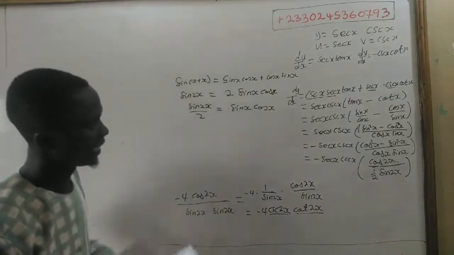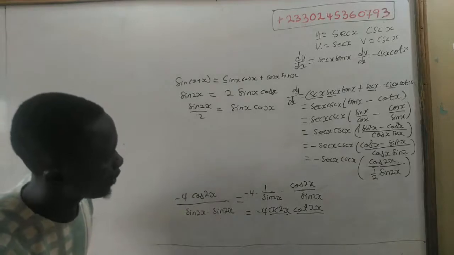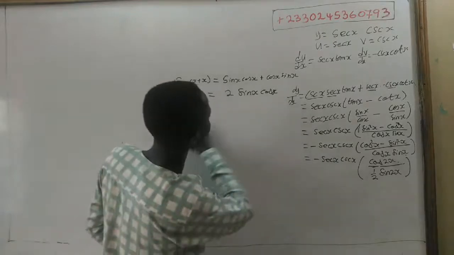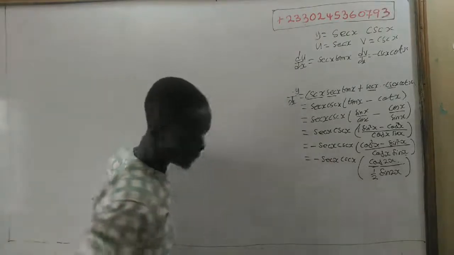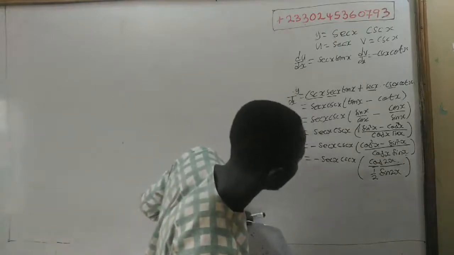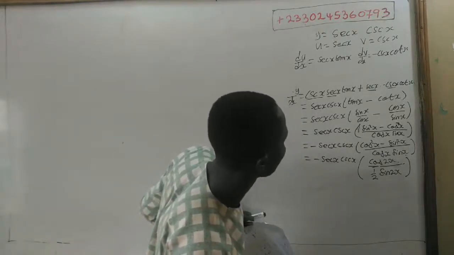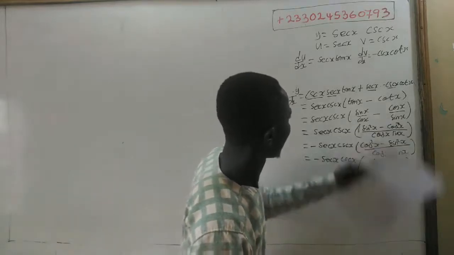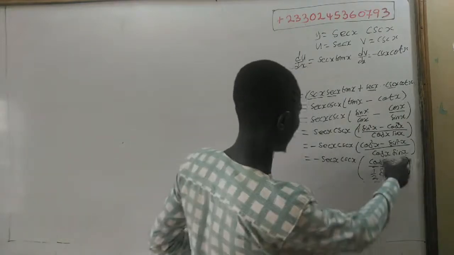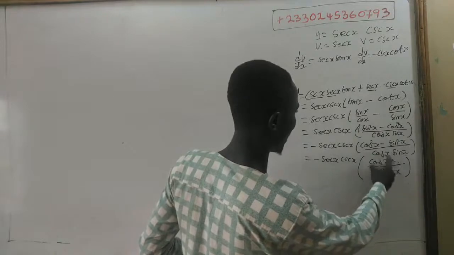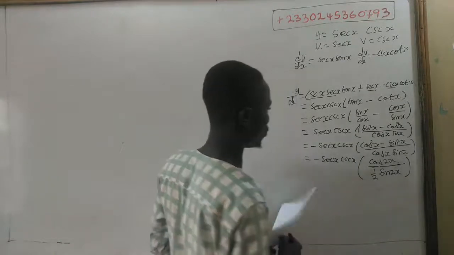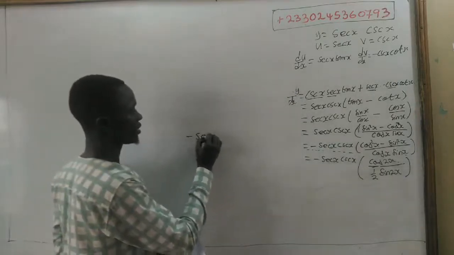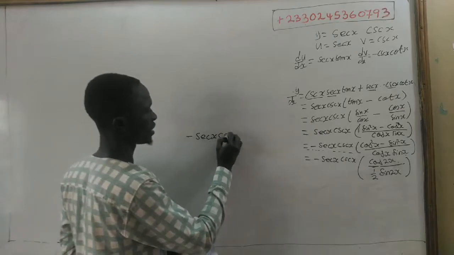So since these are identities, you could have also ended up at some place without going through the simplification. Let me see this here. We have this one. So when we had this one, you could have also ended up here. Let's do that one: minus secant x cosecant x.